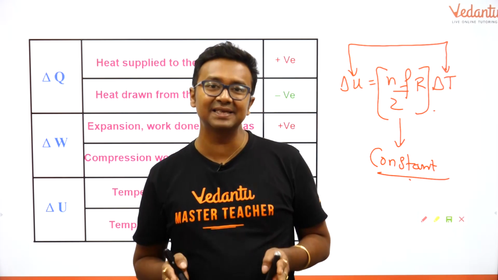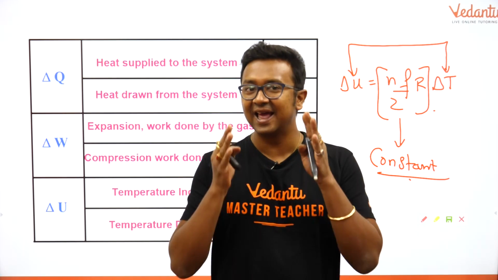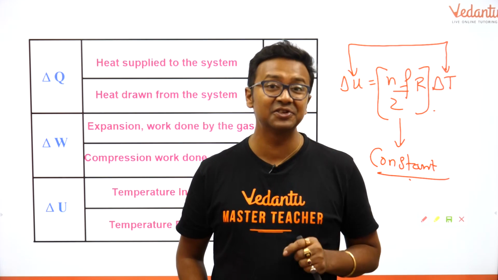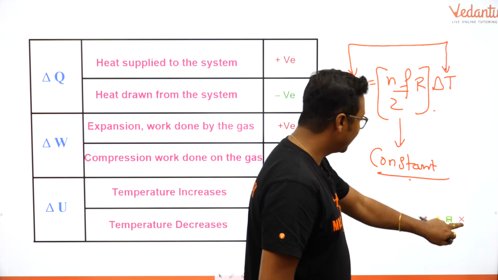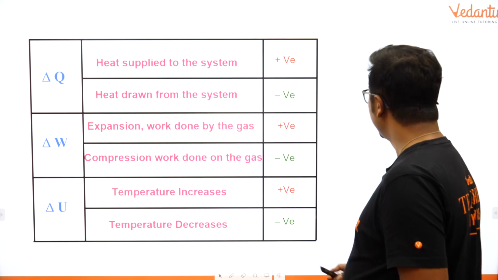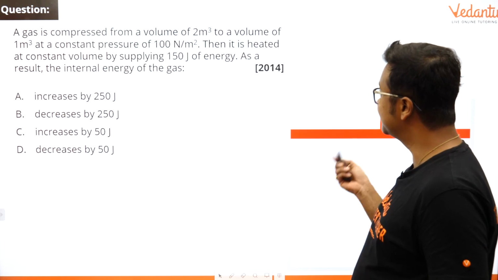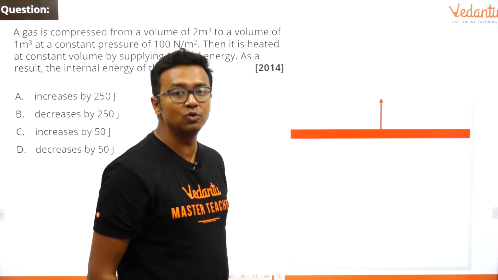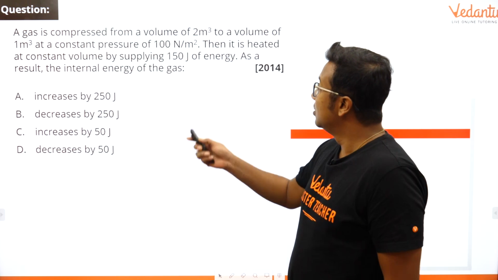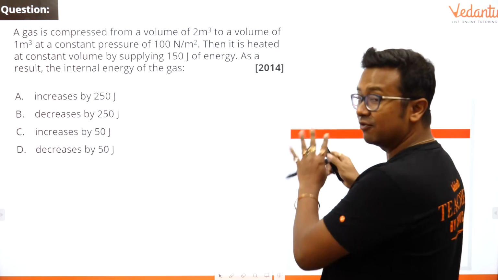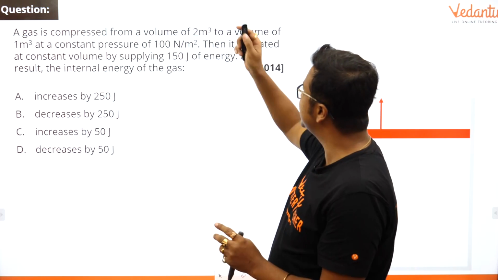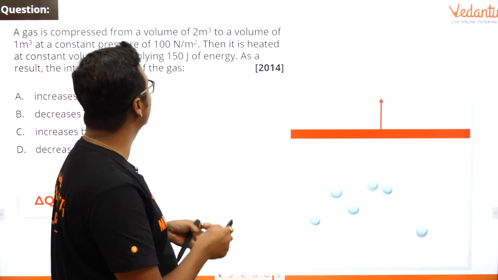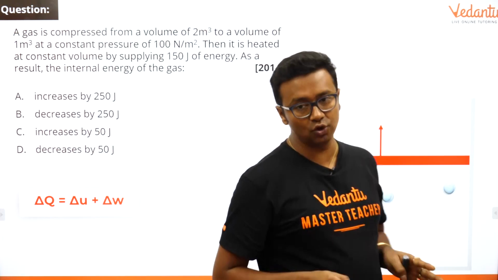Now, my dear students, this is the basic idea of the first law of thermodynamics, and based on this principle, let us do a numerical which has appeared in a previous year's JEE examination. Now, moving ahead, let us closely look at this numerical. There was this gas which is compressed in this chamber. It was filled in here, and it got compressed from 2 meter cube to a volume of 1 meter cube. All right, students.